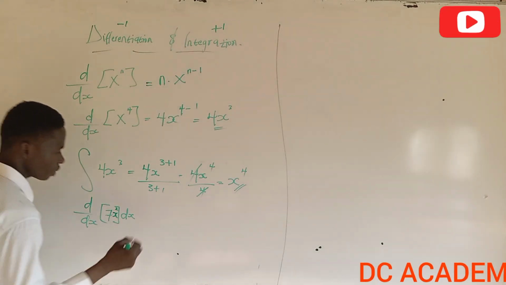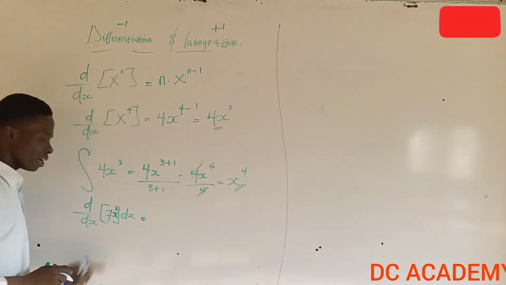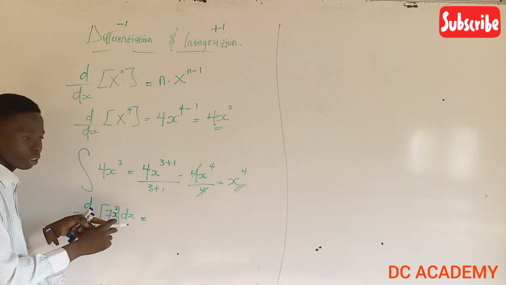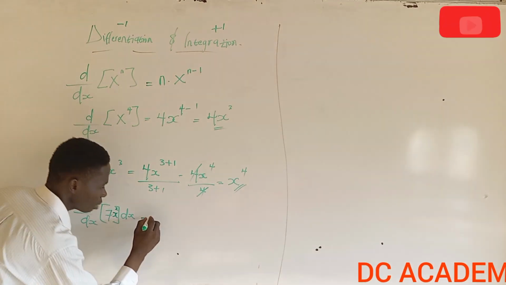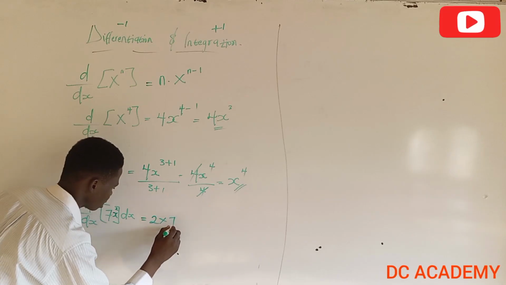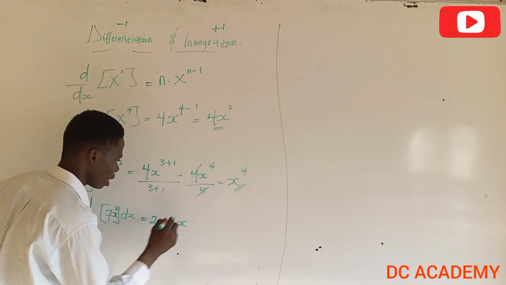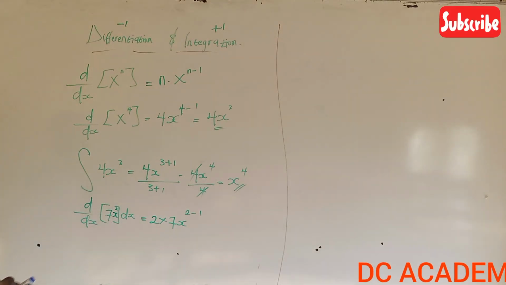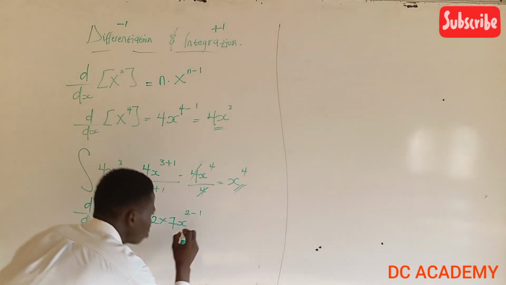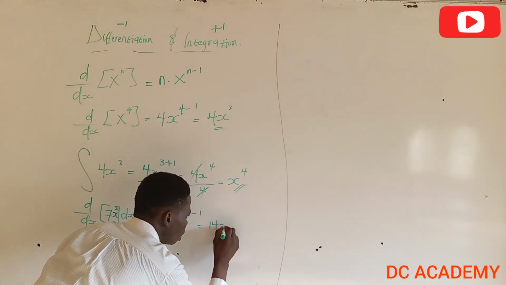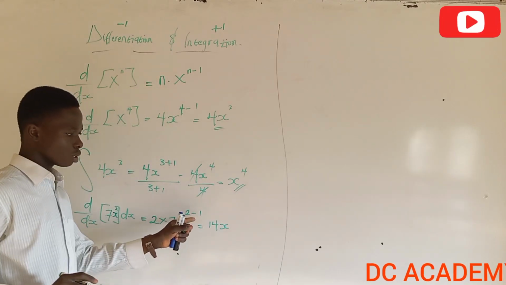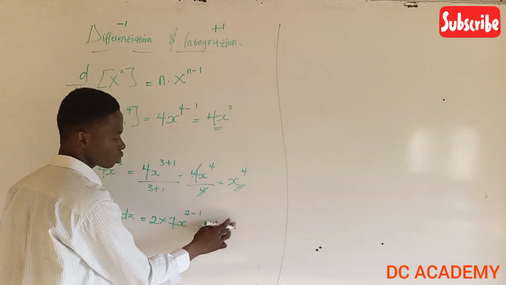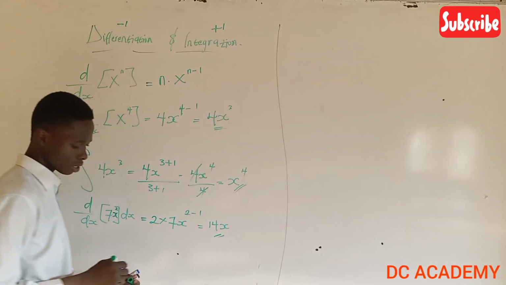So now to differentiate this, remember, the power first of all times the whole number, the constant or the variable beginning. We now have 2 times 7x, and the power 2 minus 1, since we are talking about differentiation. This one equals 14x. 2 minus 1 is also 1. So you're not adding the 1. The answer is 14x.